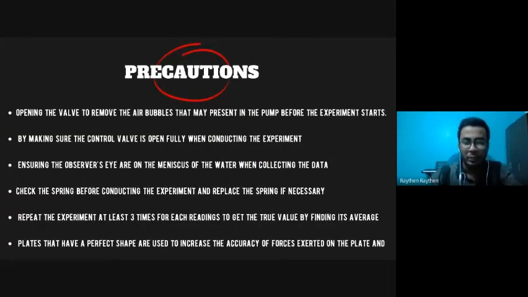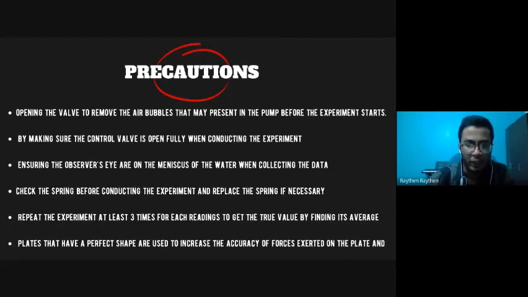However, these errors can be overcome to improve the accuracy of experimental data. First, opening the valve to remove the air bubbles that may be present in the pump before the experiment starts. Next, by making sure the control valve is fully open when conducting the experiment, hence the precise reading can be obtained.